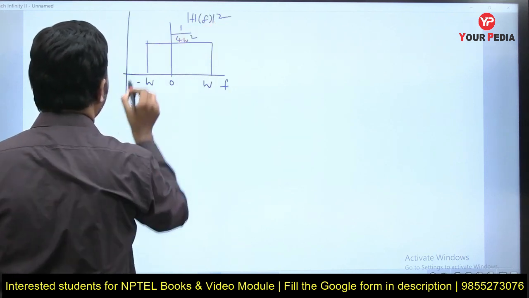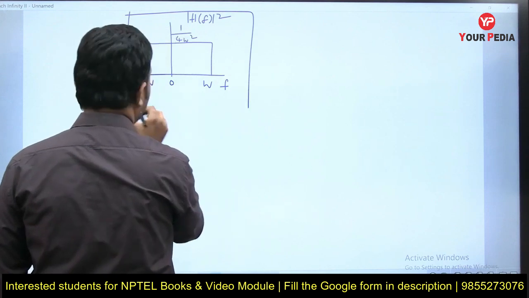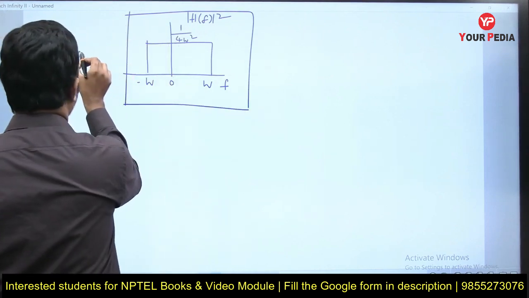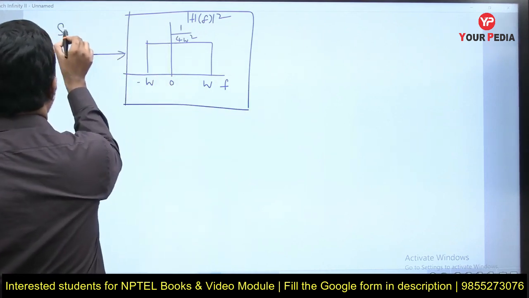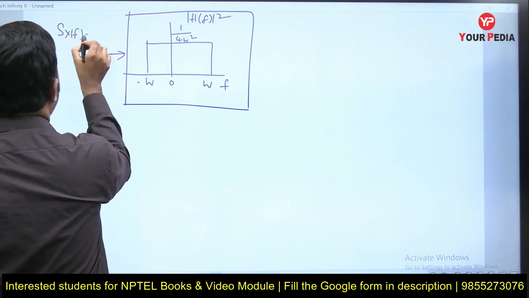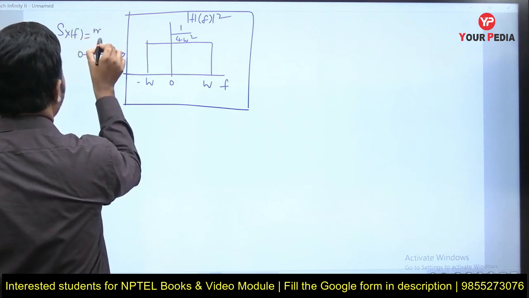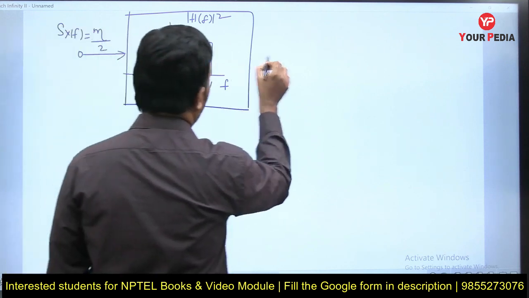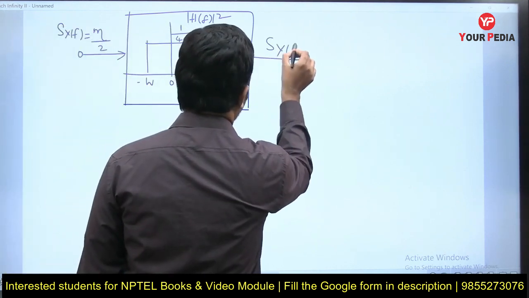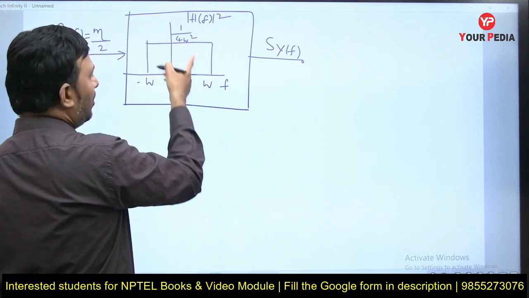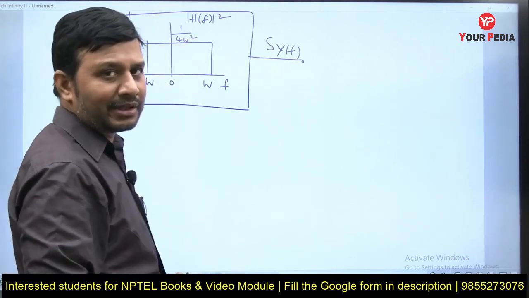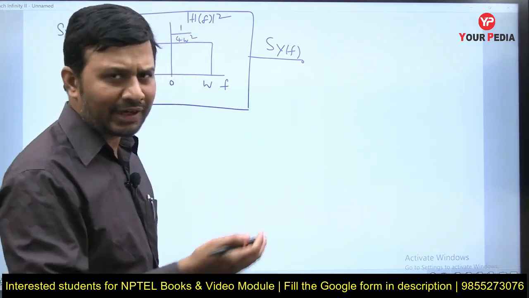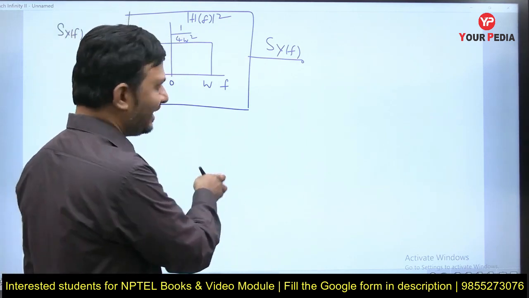Now for this one, an input random process with power spectral density of eta by 2 is passed. Now, can you calculate the output power spectral density? I told you that we will try to get H of f by another method, no? Yes, I'll show you within a short while after solving this. After getting the answer, I'll show you.